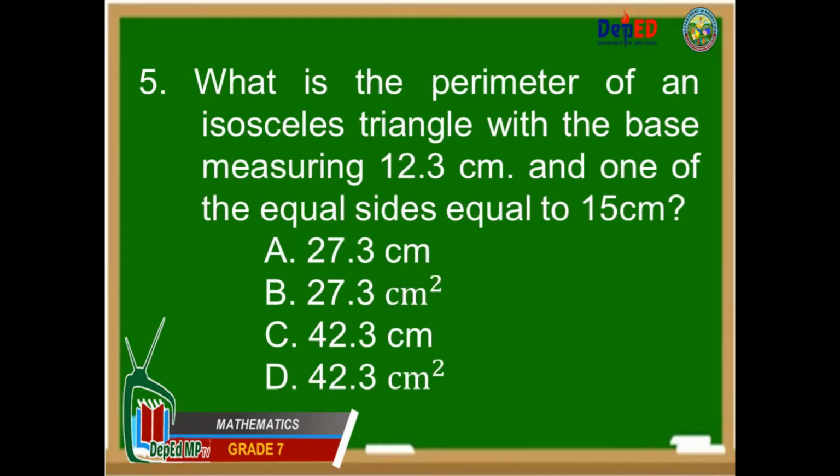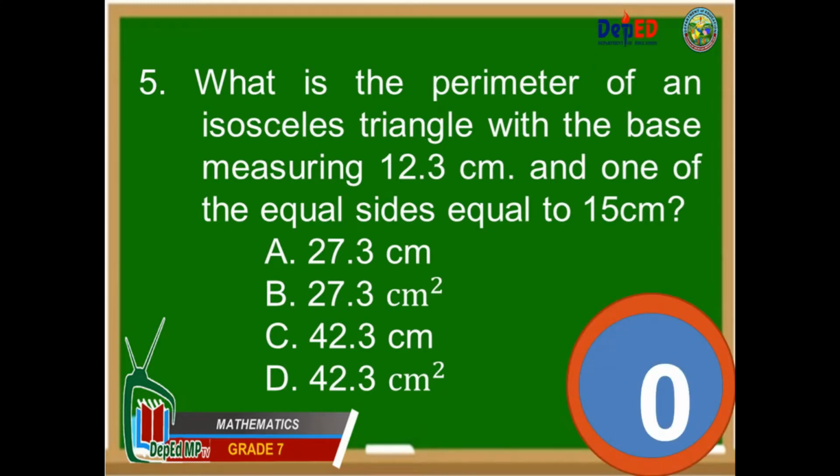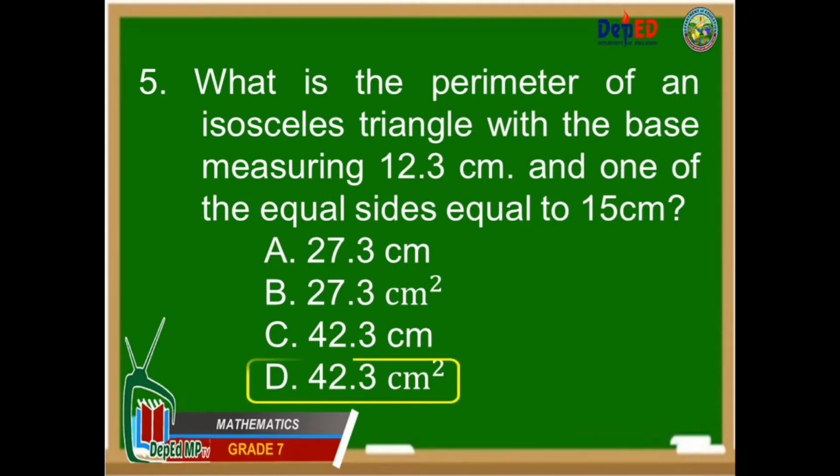Number 5. What is the perimeter of an isosceles triangle with a base measuring 12.3 cm and one of the equal sides equal to 15 cm? Letter A, 27.3 cm. Letter B, 27.3 square centimeter. Letter C, 42.3 cm. Letter D, 42.3 square centimeter. And the answer is letter D.